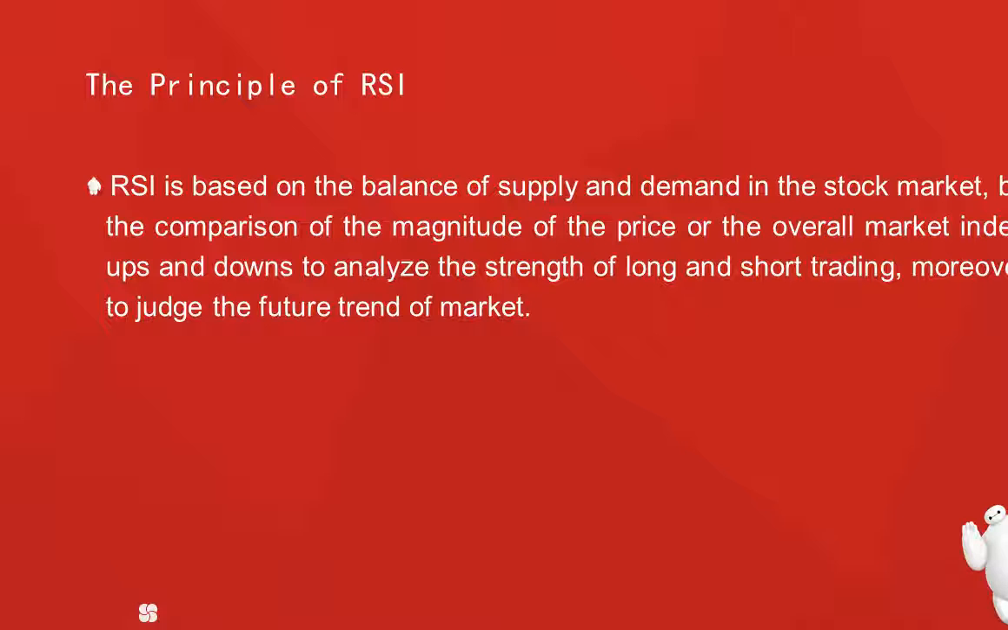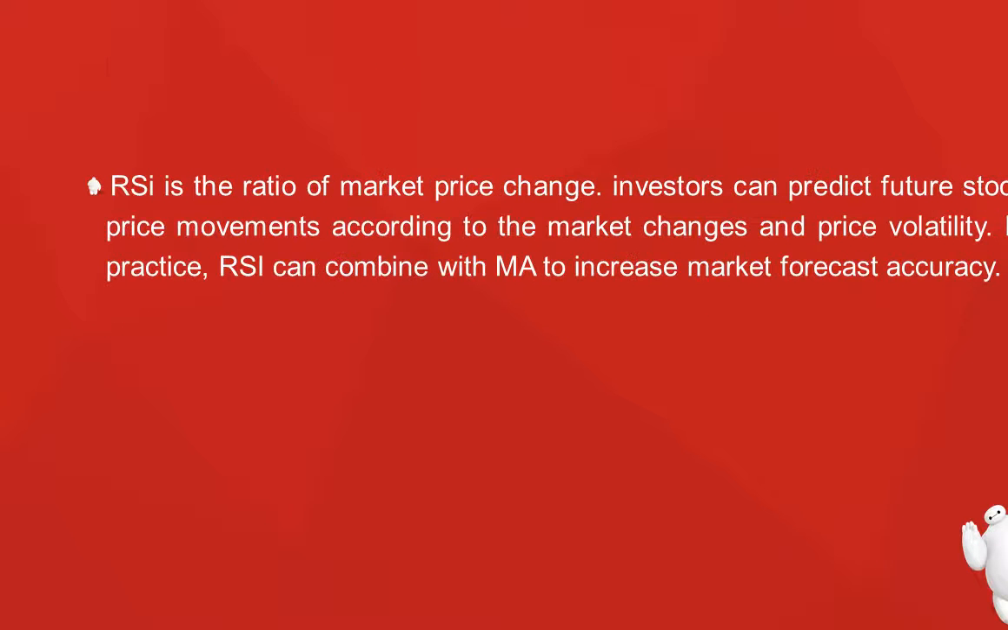Okay, then we can see the next one. RSI is the ratio of market price changes. Investors can predict future stock price movements according to the market changes and price volatility. In practice, RSI can combine with moving average to increase market forecast accuracy. So you also can combine with moving average, okay? Because RSI is the probability indicator, MA belongs to trend indicator, okay? So you should remember.